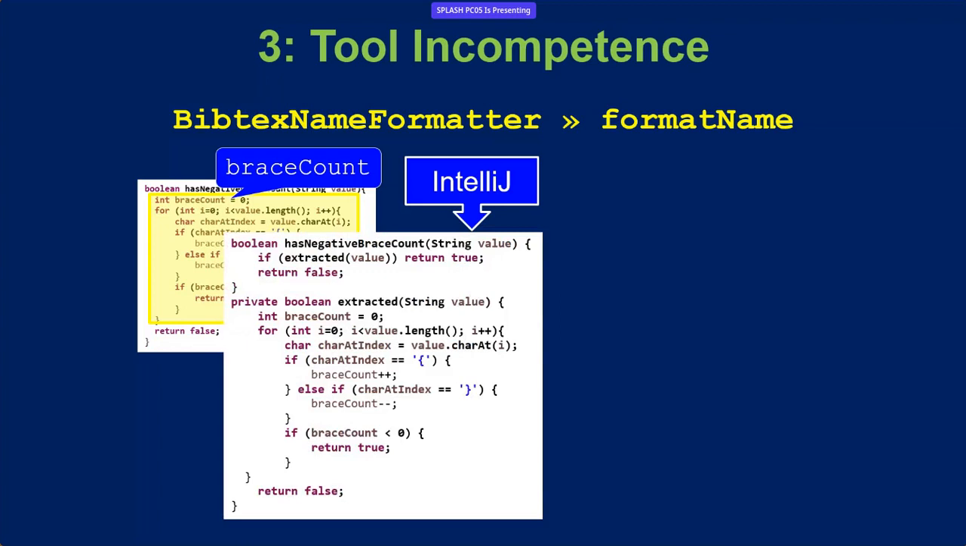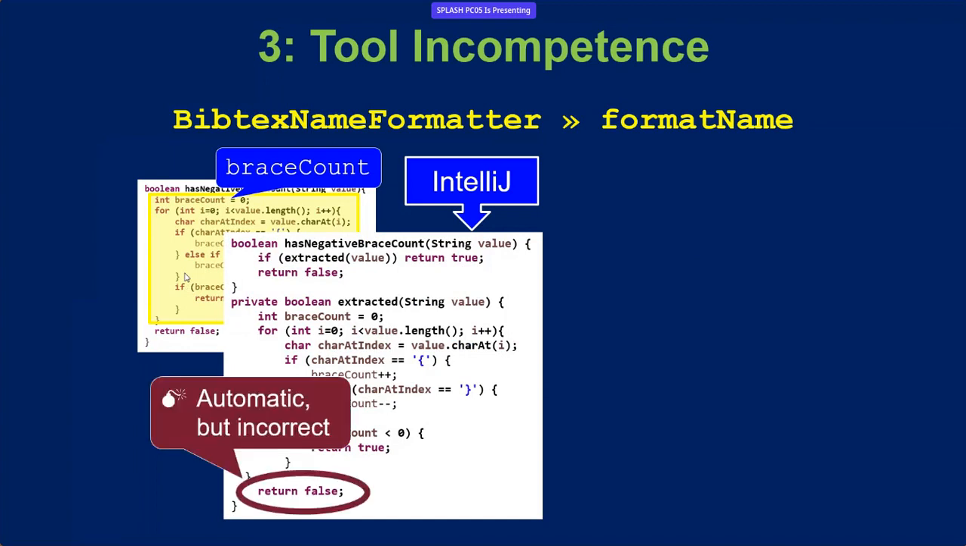However, because in the original code that you selected, not all control flows return a value, IntelliJ inserts a return false statement at the end of the method, which is not what you wanted. You wanted code that returns brace count. So it's not the right thing that you wanted. In fact, it just gave you back the original method. So you can try a different tool.